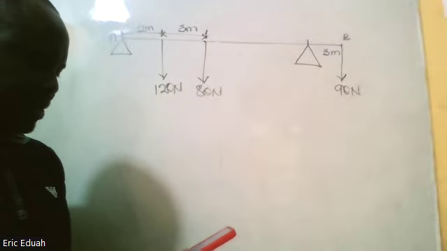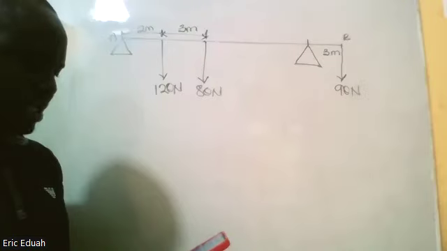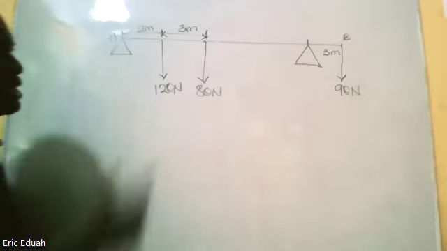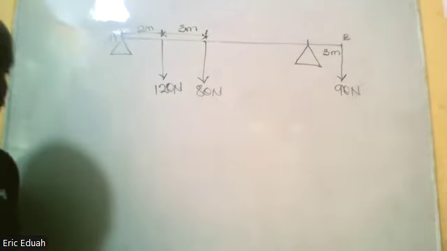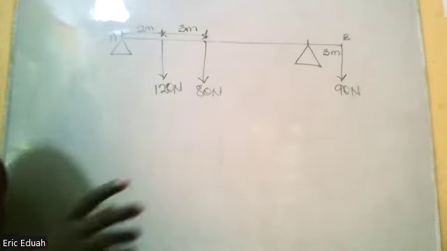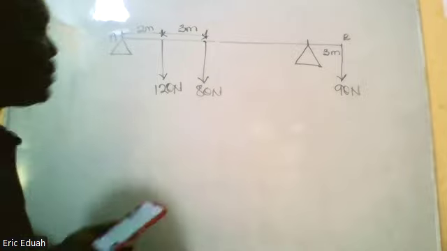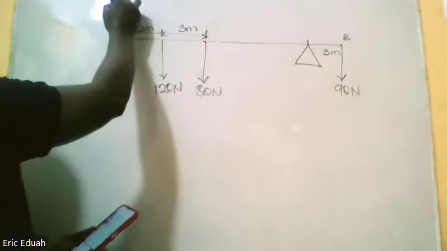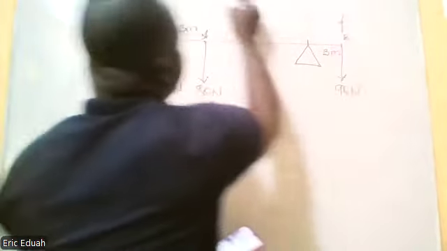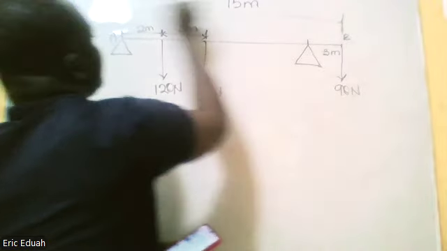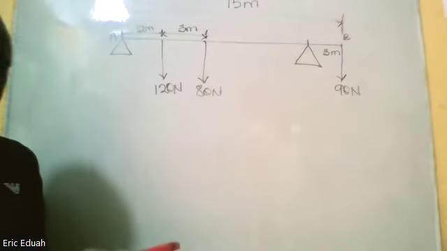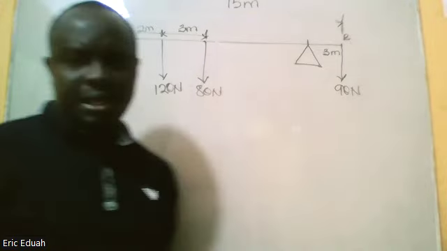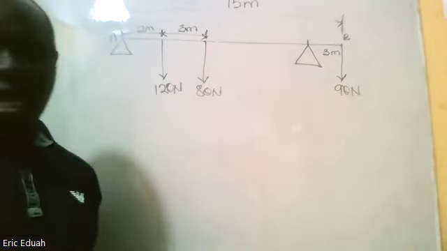Make a sketch of the beam and clearly show all its dimensions and loads. This is it. This is what is expected of you, as in determining the dimension. Please don't forget that this whole beam has a dimension of 15 meters. Please, any question with regards to the diagram on the board?